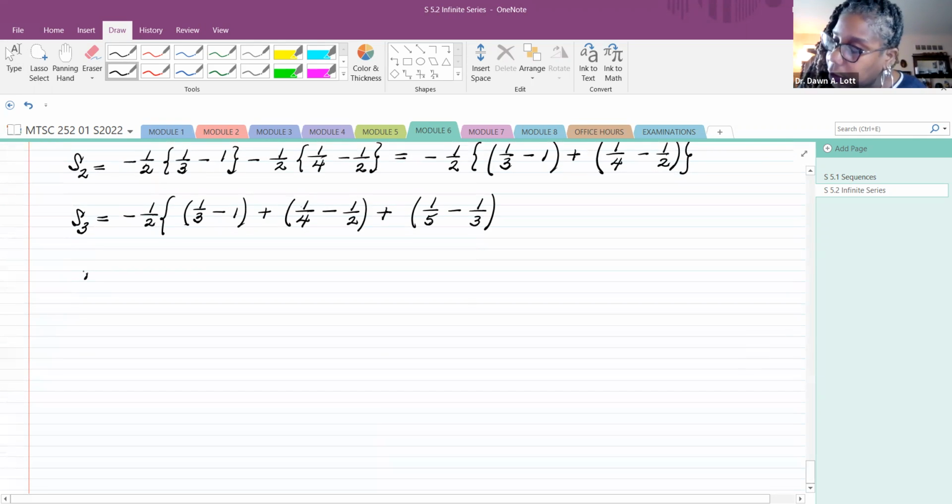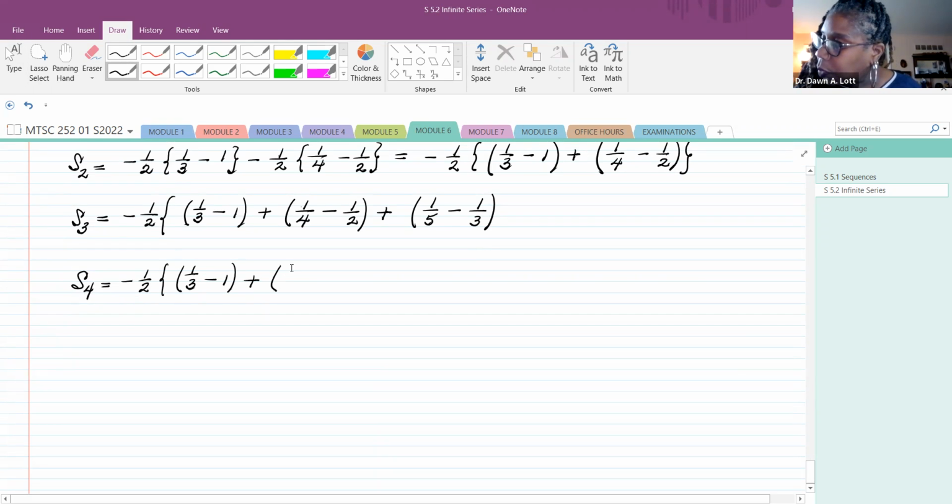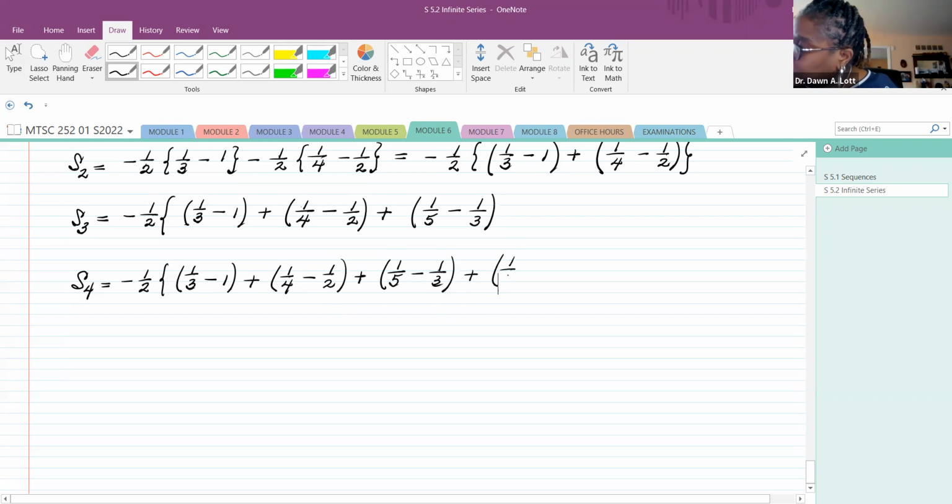So S4, negative 1/2 is there. So we get 1/3 minus 1 plus 1/4 minus 1/2 plus 1/5 minus 1/3 plus 1/6 minus 1/4. Okay, so now we can get an idea of what's happening.